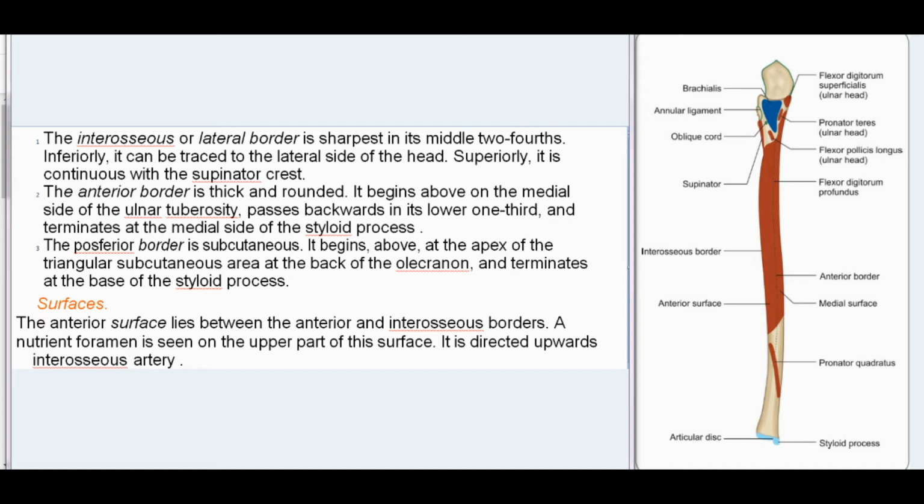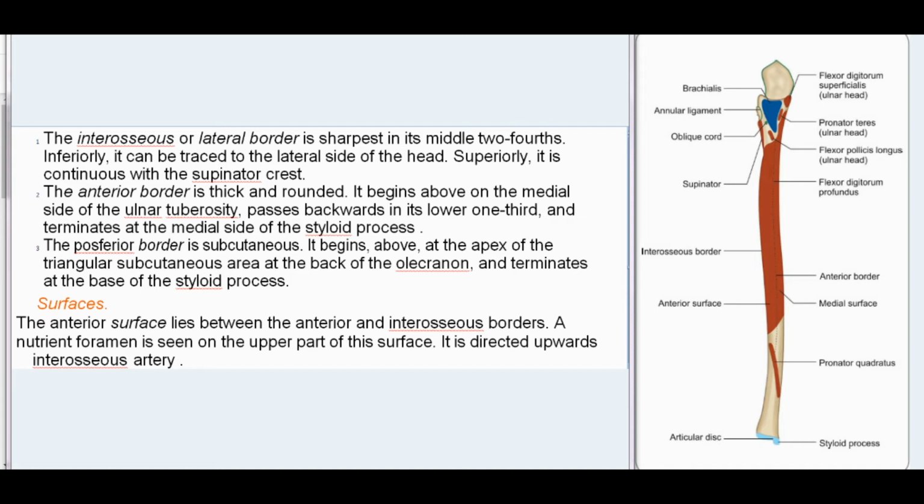2. The anterior border is thick and rounded. It begins above on the medial side of the ulnar tuberosity, passes backwards in its lower one-third, and terminates at the medial side of the styloid process. 3. The posterior border is subcutaneous. It begins, above, at the apex of the triangular subcutaneous area at the back of the olecranon, and terminates at the base of the styloid process.